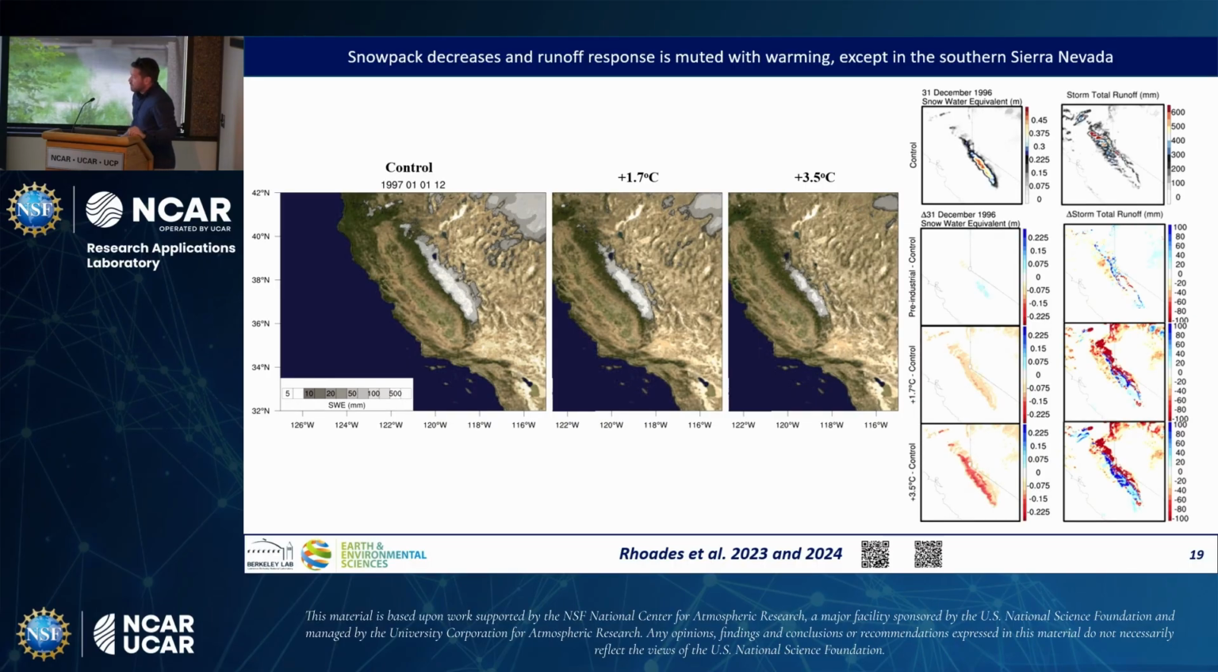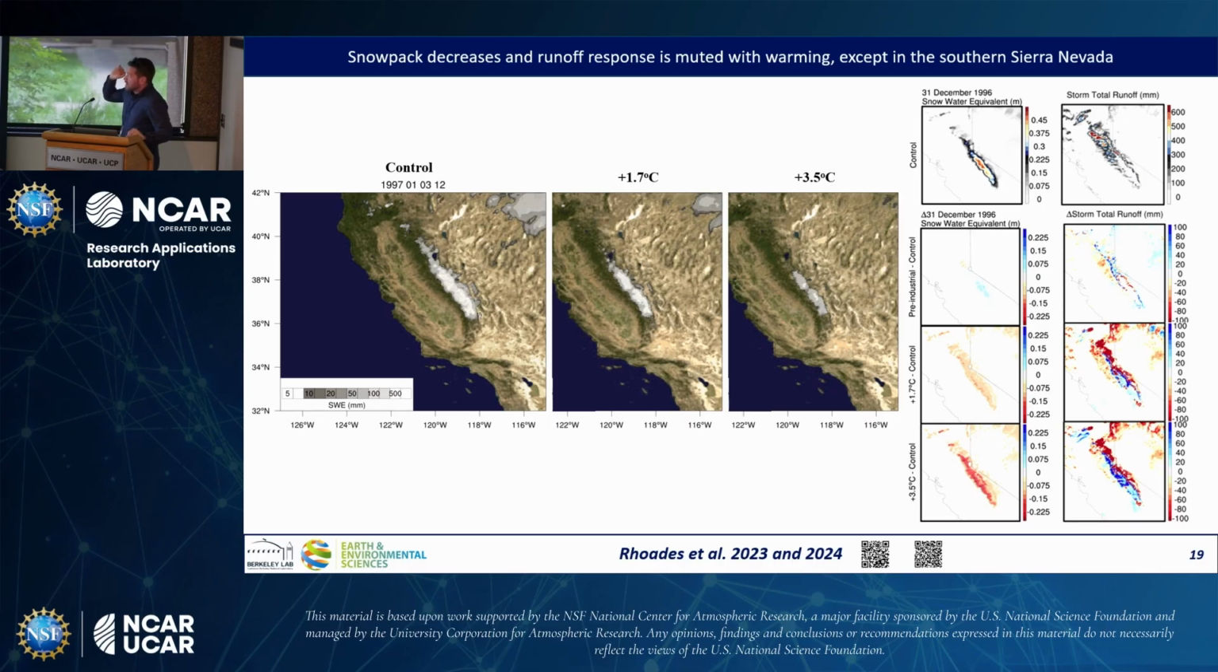And to show that a little bit more explicitly, I'm making these same sort of control simulation plots at the top. This is for the start of the event, so December 31st, the magnitude of snow water equivalent in meters on the top, and then difference plots as we go down for pre-industrial control and 1.7 and 3.5 degrees of warming. And what we're seeing is that as you get warmer and warmer, more of that snowpack is activated across the Sierra Nevada, and so there's more melt that occurs during the event.